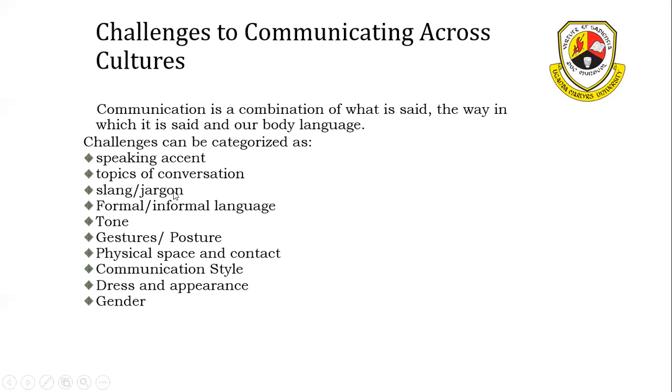Slang and jargon. Certain words may be clearly understood in Uganda. I'll give you an example. In Uganda, to say this person ate the money, most Ugandans will understand what you mean. That may not be the case if you went, let's say, to England. You may completely lose your audience if you use that term.